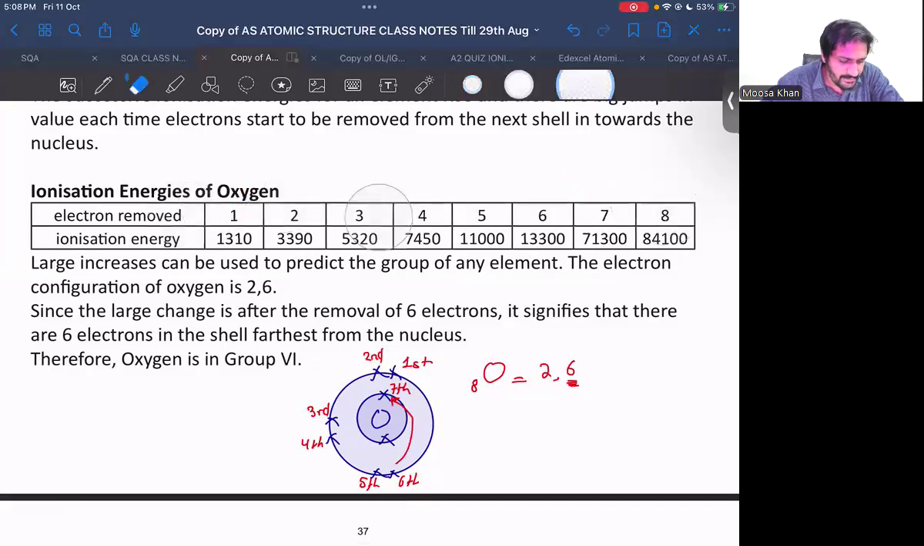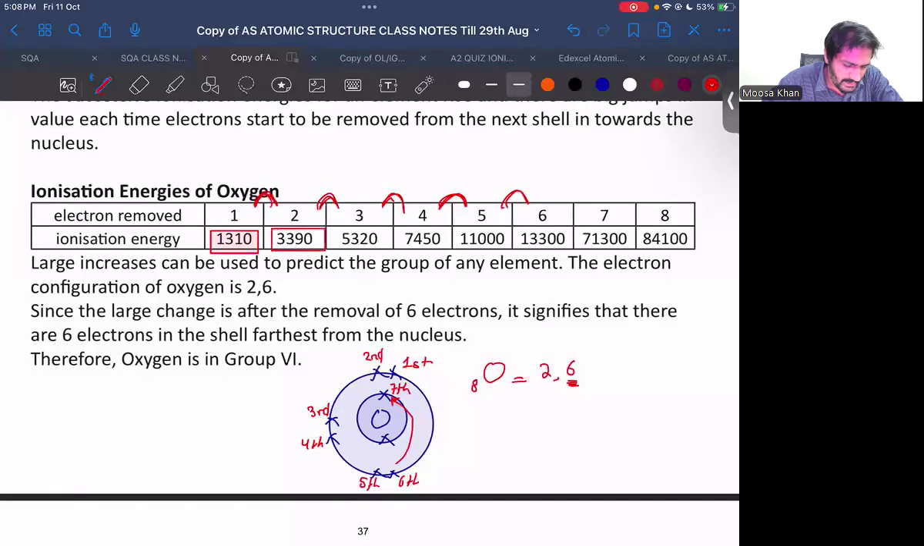Even if you see the values and you get confused, you can always take the difference between the values of successive ionization energies. If you take the difference between first and second, second and third, third and fourth, fourth and fifth, fifth and sixth. If you see, the first ionization energy was 1310. Then it becomes 3300 something. Then it becomes 5000 something. Then it becomes 7000 something. Then it becomes 11,000. Then it becomes 13,000 something. But right after 13,000, there is no 16,000 or 18,000. There is directly 71,000. So don't you think it is a big jump?